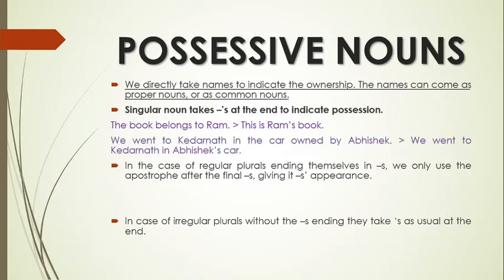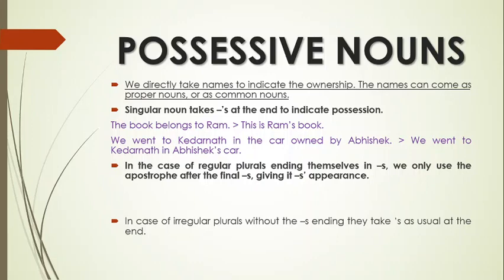Similarly, we went to Kedarnath in the car owned by Abhishek. It becomes, we went to Kedarnath in Abhishek's car. Abhishek apostrophe s to indicate Abhishek's possession. Again, in the case of regular plurals ending themselves in s, we only use the apostrophe after the final s, giving it an s apostrophe appearance, just the reverse.